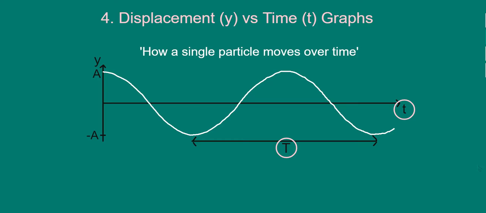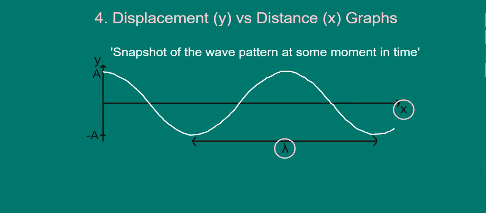A displacement time graph depicts how a single particle moves over time. Notice the t variable and period circled. In contrast, a displacement distance graph is basically a snapshot of the wave pattern at some moment in time. Notice the x variable and wavelength circled. So, when dealing with these graphs, as long as you pay attention to the axes, you won't fall into the trap of mixing them up.